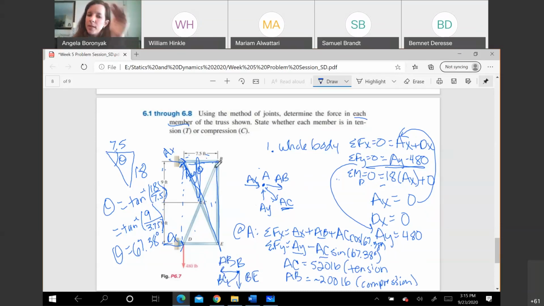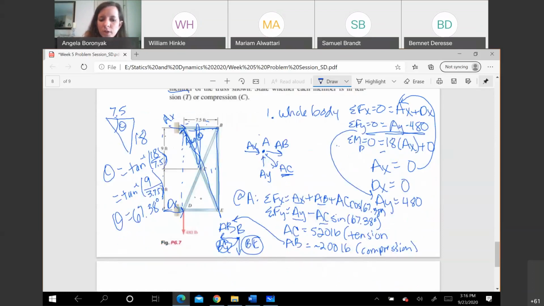BC would be following the same kind of angle rules here. Just got to be careful that this angle be the same as that angle. I can sum its forces in X and sum its forces in Y, and that would get me my two variables BC and BE. I already knew AB. Can do the same thing at C. Do it for every joint.